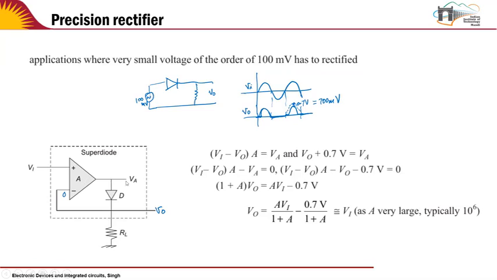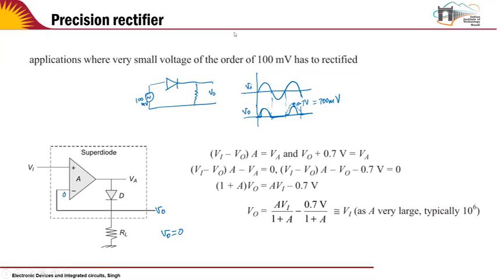And since the output is negative, this diode will become reverse biased, because 0 is at the positive edge and a negative value at the negative edge. So this is reverse biased. And what will the output be? The output will be 0. So VO. Why is the output 0? Because VO is also connected to ground.